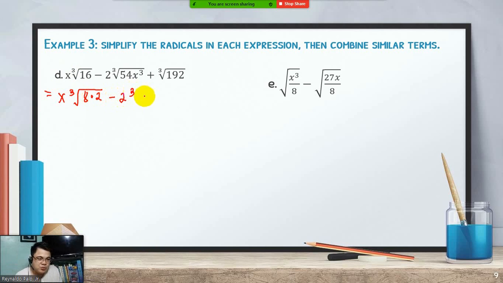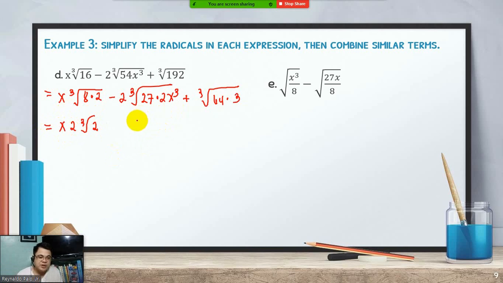Minus 2 cube root of factors of 54. We have 27 and 2 x cube, so x cube is a perfect cube. Plus cube root of 192, or the factors of 192 are 64 and 3. Then of course the next thing is we will simplify. X cube root of 8 is 2 cube root of 2.